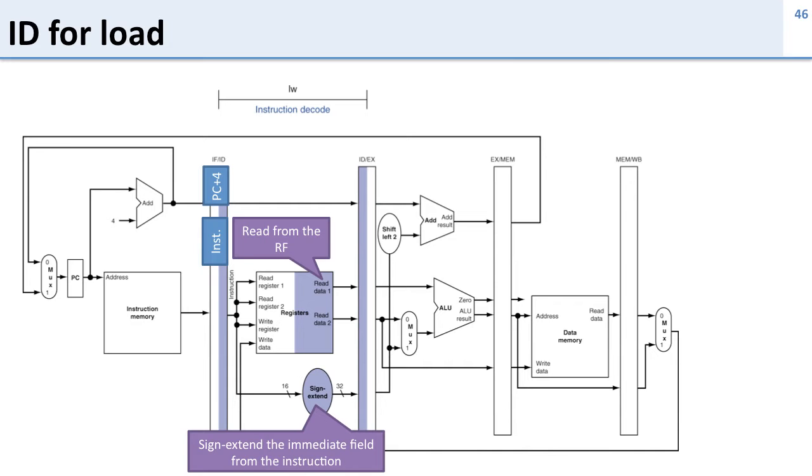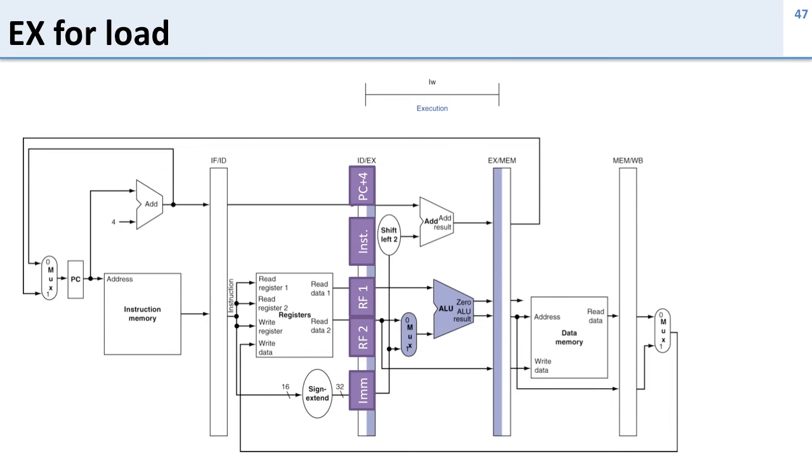Now we've done those two things, so what are we going to have in our next pipeline register? Well, we're going to keep the PC plus 4 and the instruction because we need them later, but now we have more stuff to put in our register. We have the two values we've read from the register file, plus we have the sign extended immediate, and we're going to use these in later stages.